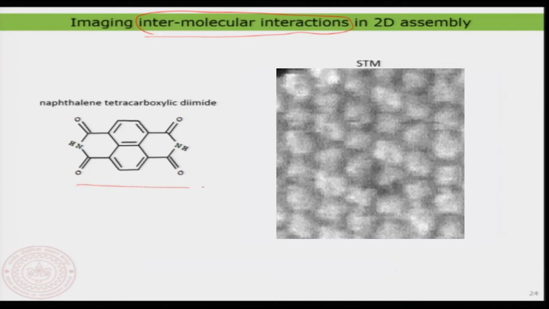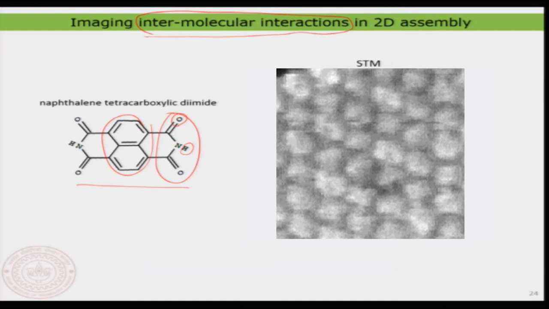This is naphthalene tetracarboxylic diamide, so that's the naphthalene part and you have the diamide part. If you self-assemble these molecules on the surface, because you have a hydrogen bonding acceptor and a hydrogen bonding donor group, they are known to make nice self-assembly. That is something that you see here.